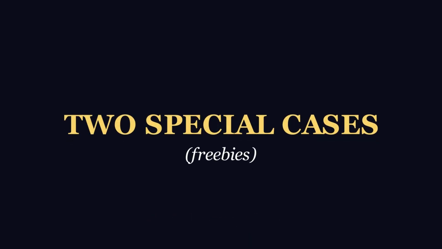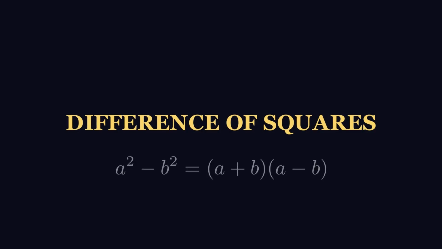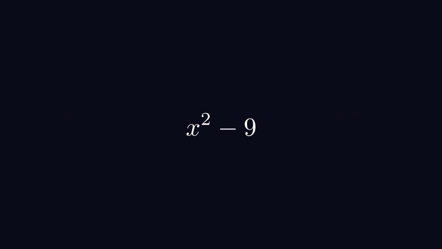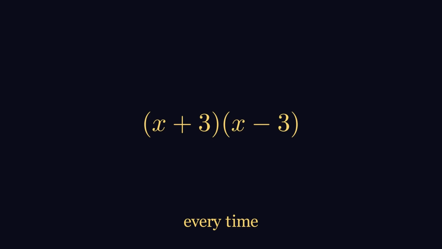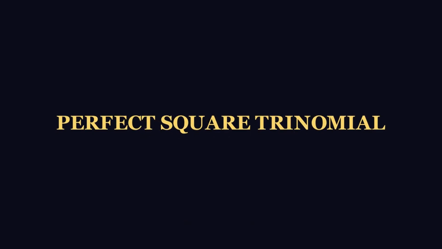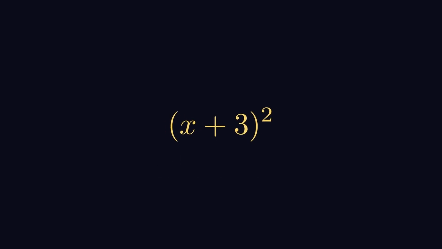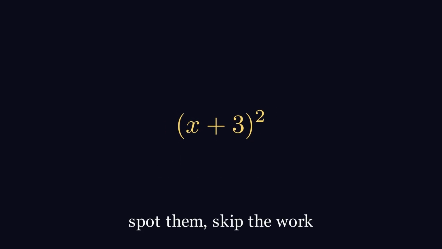Two special cases. Freebies, so memorize them. Difference of squares. Two perfect squares with a minus between. X squared minus 9. That's x plus 3 times x minus 3. Every time. And a perfect square trinomial. X squared plus 6x plus 9, that's just x plus 3 squared. Spot 'em, skip the work.